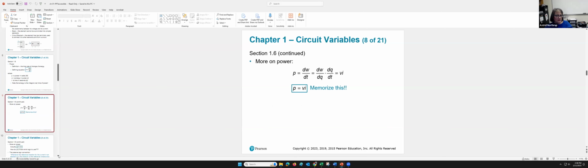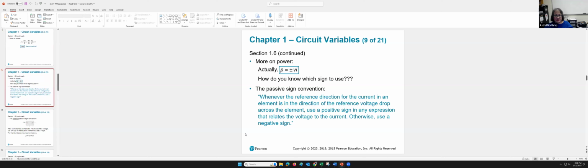All right, so if you put all of these together and you realize that power is dW dt, dW over dq times dq over dt, that is equal to V times I. So power is equal to voltage times current. This is an extraordinarily important equation when we are talking about electricity.